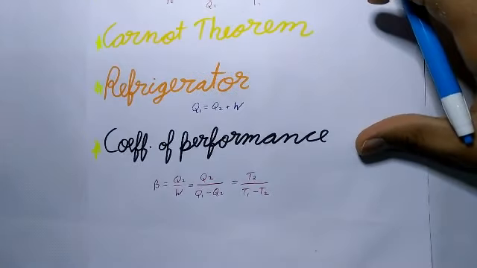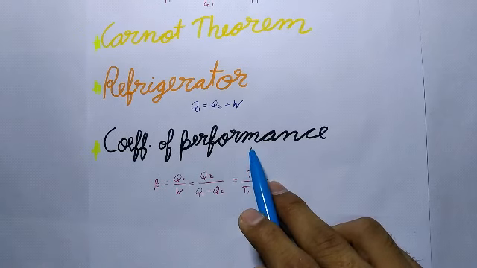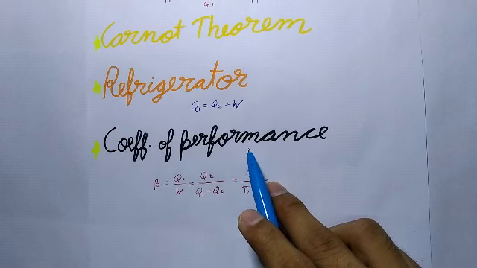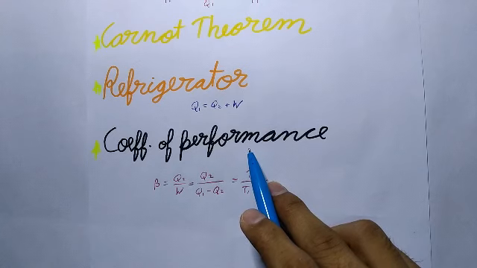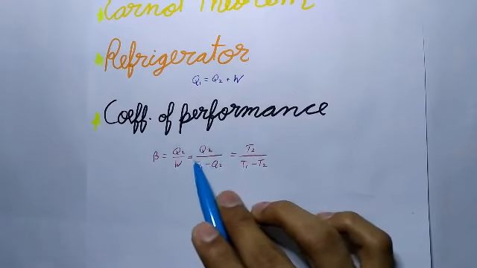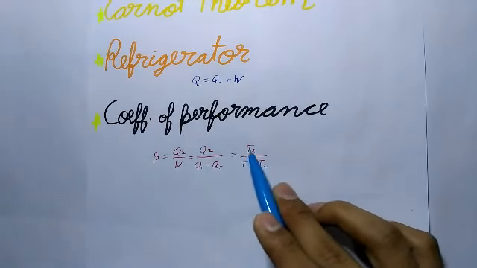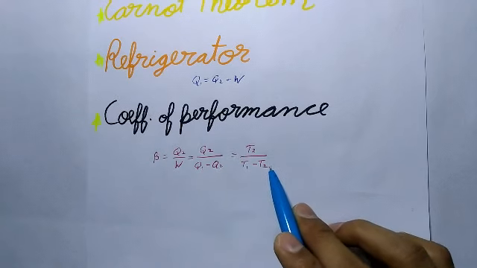And the last topic is coefficient of performance. It is defined as the ratio of the amount of heat Q2 removed per cycle from the contents of the refrigerator to the work done, capital W, by the external agency to remove it. So beta will be equal to Q2 upon W, which is equal to Q2 upon Q1 minus Q2, and finally equal to T2 upon T1 minus T2.